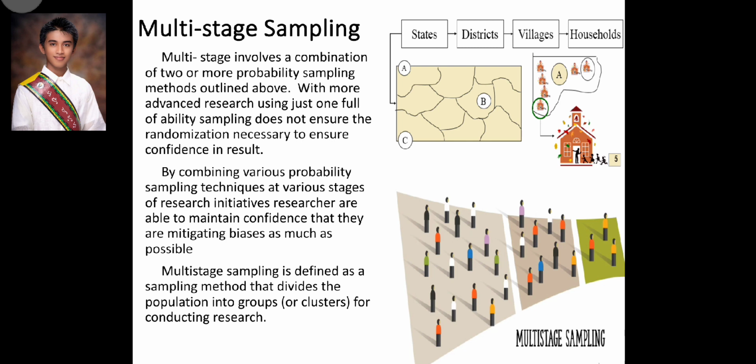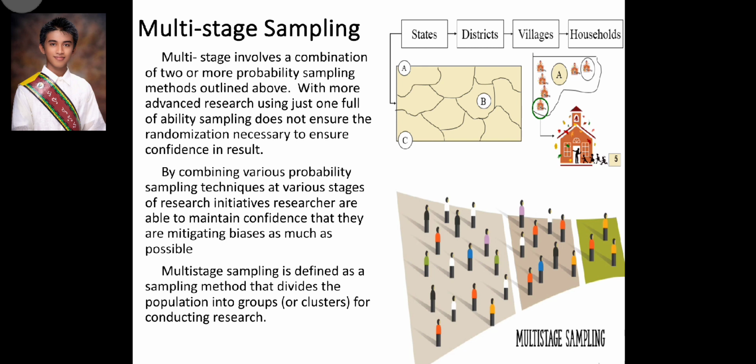Multi-stage sampling is defined as a sampling method that divides the population into groups or clusters for conducting research. So, sa multi-stage sampling, dili lang kay usa ka sampling method ang magamit. Dili na sampling method, we use the other types of sampling method and form it into combination. For example, magamit nato rin ang pag-groups or pag-cluster, ang pag-divide. Dili na part sa research or stage or method sa sampling.